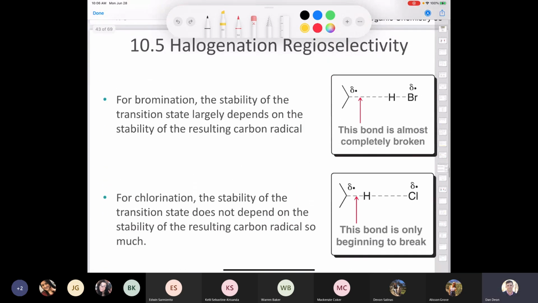So for bromination, I'm just reading off the slide. It says the stability of the transition state largely depends on the stability of the resulting carbon radical, whereas in chlorination, the stability of the transition state doesn't really depend on that at all, or very little. And so that is why bromination is so much more discriminant, whereas chlorination is kind of wild. It's much less discriminant. You saw how we ended up with a mixture.